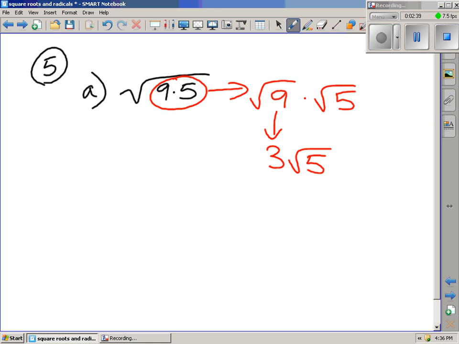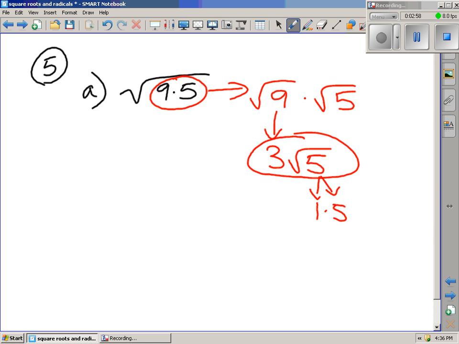Now, 5 has factors of 1 and 5. 5 is a prime number, so it's only divisible by 1 and itself. And there's nothing we can do with the square root of 5 or the square root of 1 that's going to help us, because 5 is not a perfect square. So our final answer is 3 square root of 5.